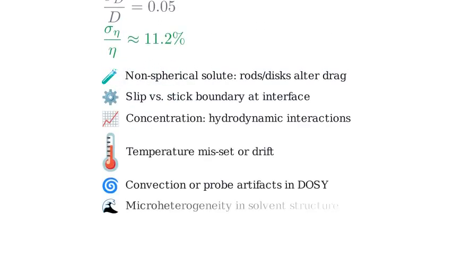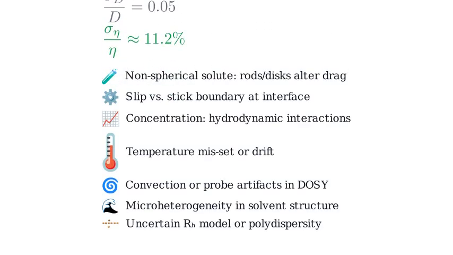Why do deviations occur between the Stokes-Einstein estimate and viscometer measurements? 1. The solute may not be spherical, for example a rod or disk, changing hydrodynamic drag relative to a sphere. 2. The boundary condition may be slip versus stick at the interface, modifying the 6 pi factor. 3. Finite concentration introduces hydrodynamic interactions and changes in effective viscosity. 4. Temperature miscalibration or drift in DOSY or the viscometer.